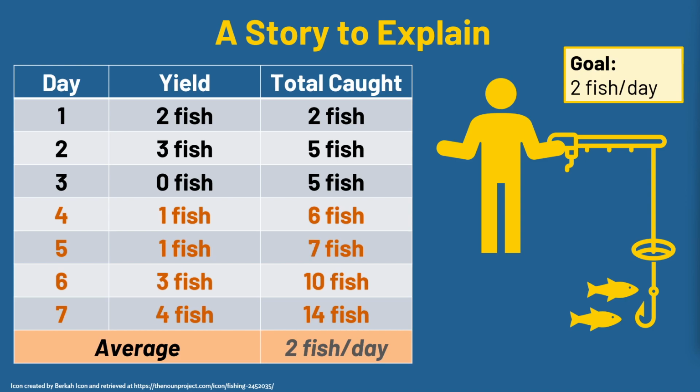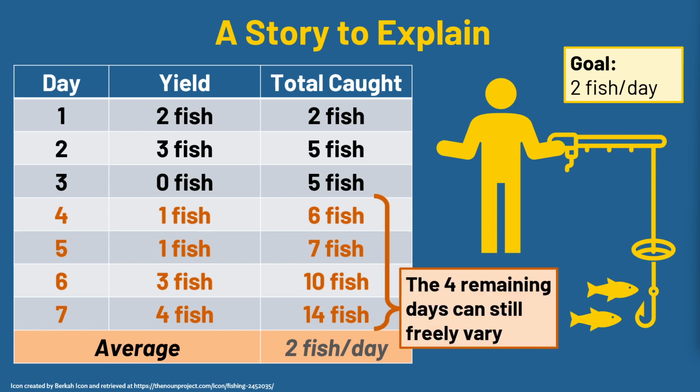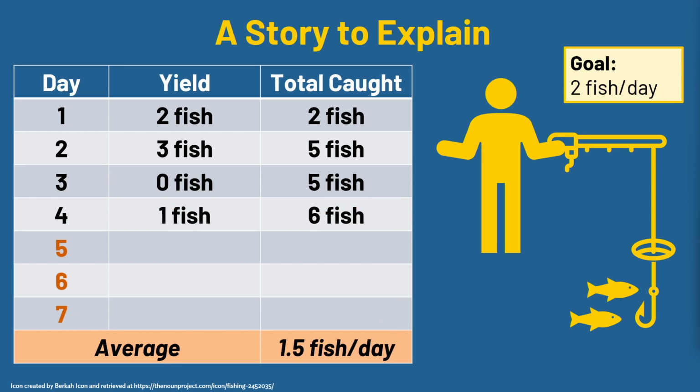This could just be a bad day. Even if I have a couple of bad days where I only catch 1 fish tomorrow, 1 fish the next day, and then I finish strong, I can still average out to 2, right? So at this point, it seems like the 4 remaining days can still freely vary, right? Like it seems like, yeah, there's still plenty of freedom.